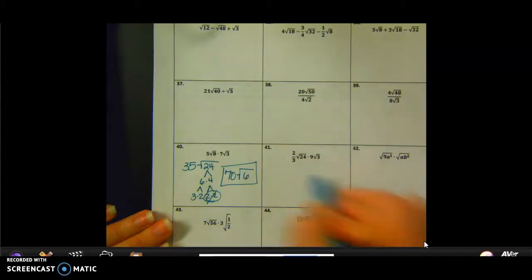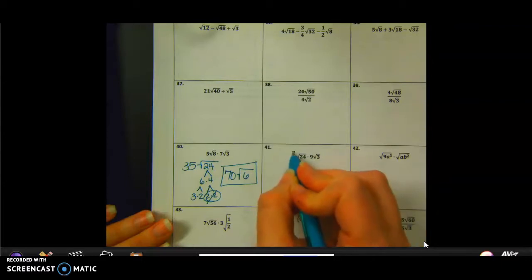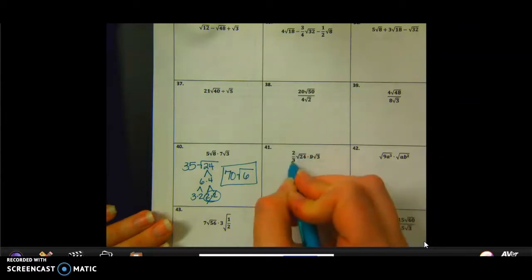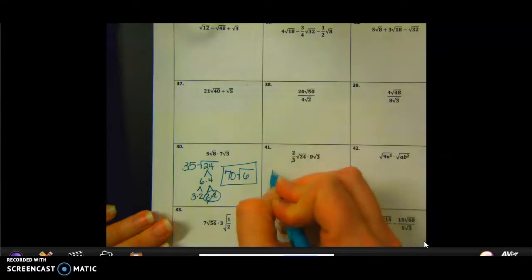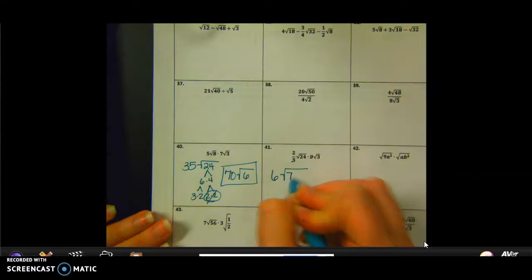Again, outside times outside. So I'm doing 2/3 of 9. So another way to think about that, guys, is I can do 2 times the 9 divided by 3. So that's 18 divided by 3, which is 6. And then 24 times 3, which is 72. Is that right? Yeah, 72.